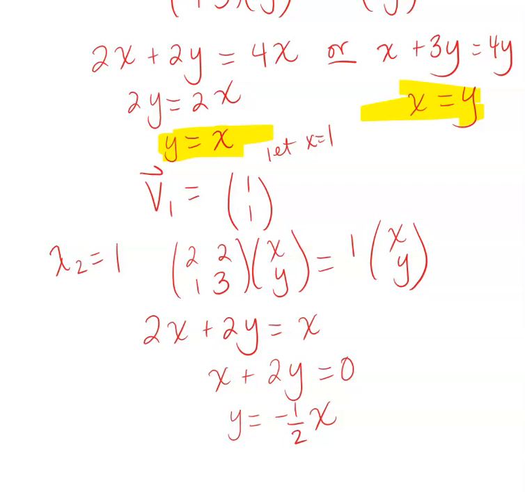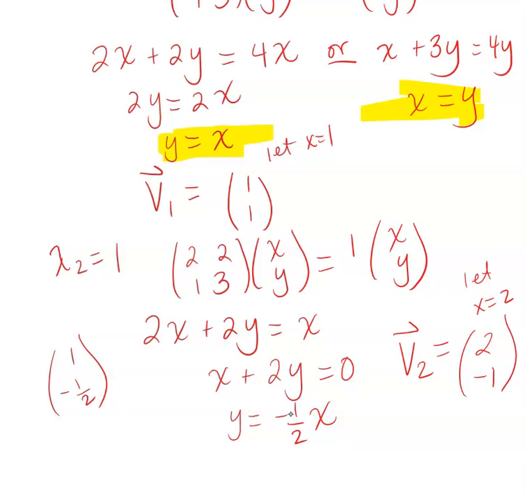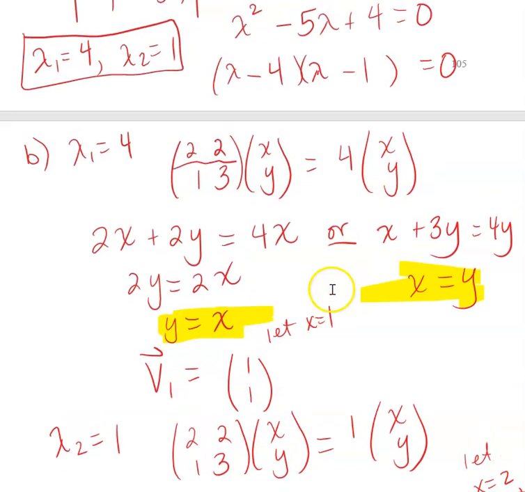And so a vector that we could use for this, you could use anything you want. If I let x equal 1, the corresponding y value would be -1/2. Now my recommendation is to choose a value for x that gets rid of your fractions. So suppose we let x equal 2, for example. The corresponding y value would be -1. So that's the eigenvector I'm going to go with for that part of the solution.